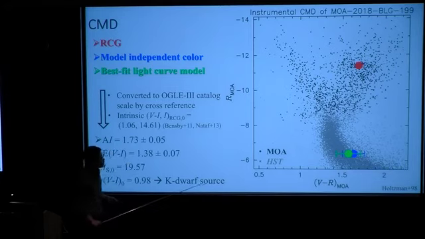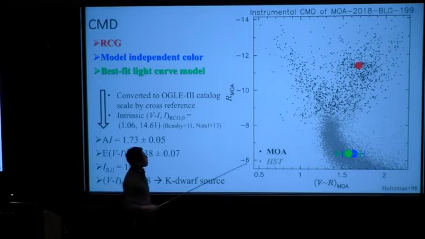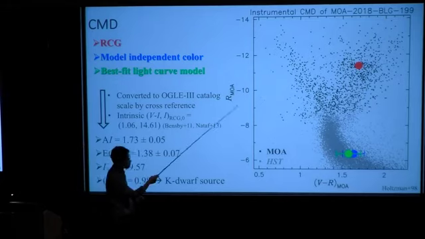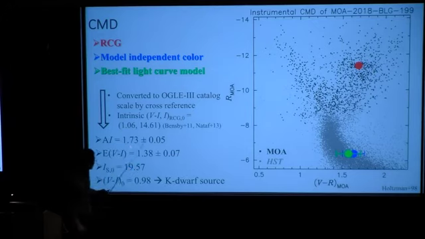So we need to convert the MOA instrumental scale to the OGLE-III catalog. Then we estimated the extinction and reddening using the red clump as a standard candle. And we estimated the intrinsic source color and magnitude like this. And so we found the source star is a K-dwarf main sequence star in the bulge.